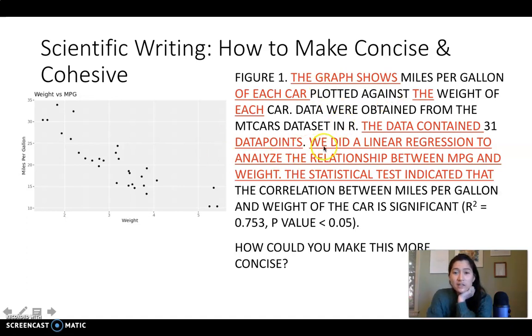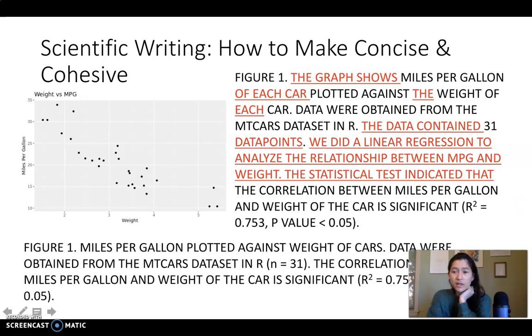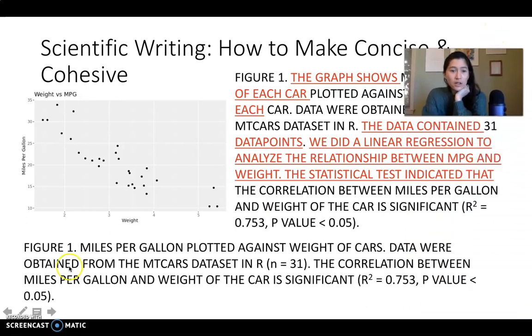I also highlighted this sentence here that says we did a linear regression to analyze the relationship between MPG and weight. That's true, but if we look down here, if we're giving an r squared and a p-value, that's already indicating that we did a linear regression, and also because we know these are two continuous variables, we can assume that a linear regression had to be done. We know it couldn't be a t-test, it couldn't be an ANOVA. So that sentence actually isn't necessary here. We can cut that as well. So when we cut all of those parts in red, what we end up with is here on the bottom.